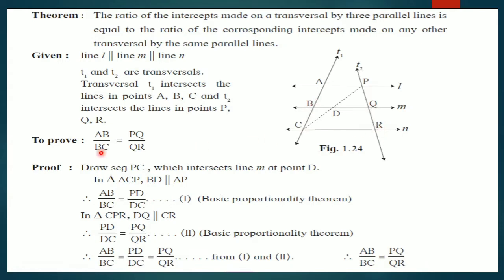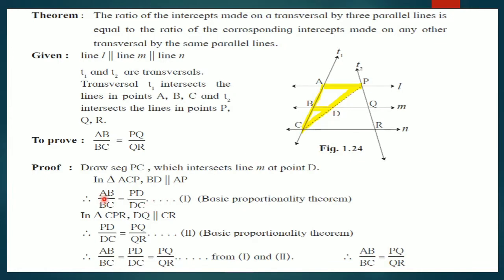Proof. First, draw segment PC, which intersects line M at point D. Now consider the triangle ACP. Let me highlight it for you. So we are considering this triangle ACP. If you see this triangle, BD is parallel to AP. So now here we can apply the BPT, or basic proportionality theorem, because we have a line which is parallel to one of the sides of the triangle, that is, AP is parallel to BD. Hence, the proportion of CD upon DP should be the same as CB upon AP.